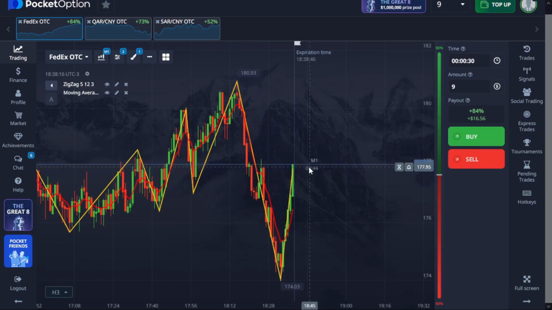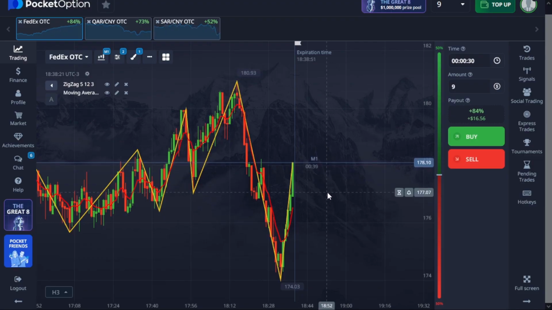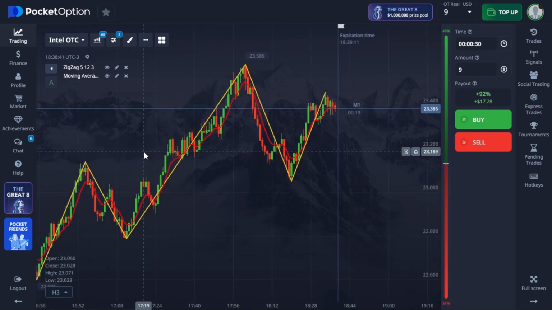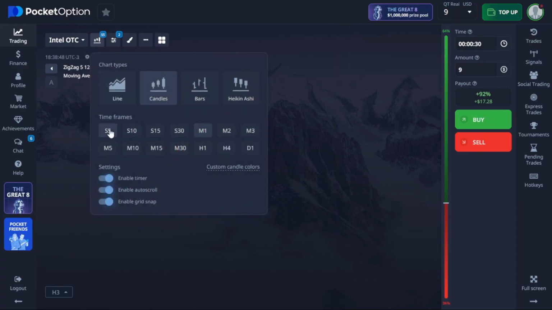Okay, we have the first entry right here, guys. That's a good analysis, I'm going to explain it. I'm going to take this entry and move it as one. Okay, let's see what the price does. Zig Zag is going up, the price goes up, and it goes up to 5 seconds.